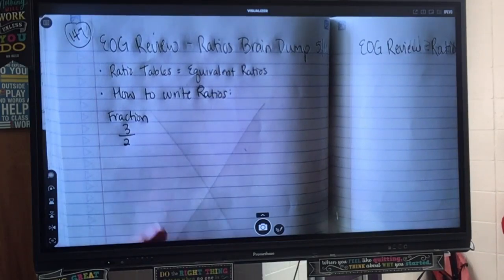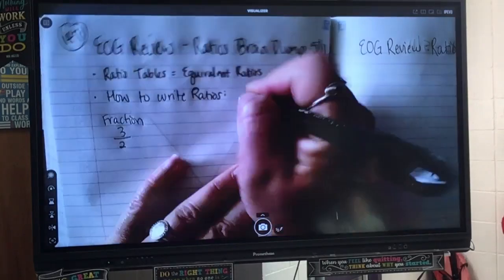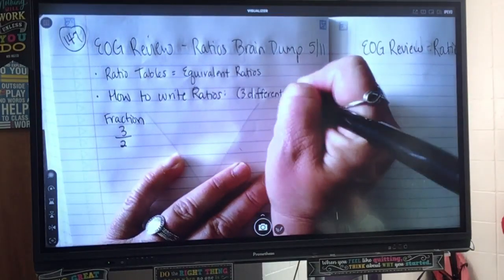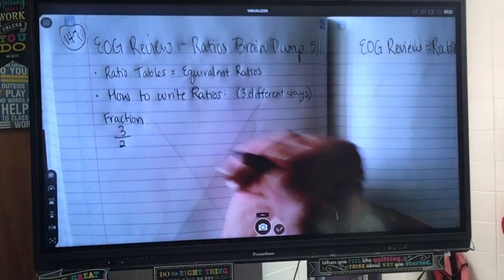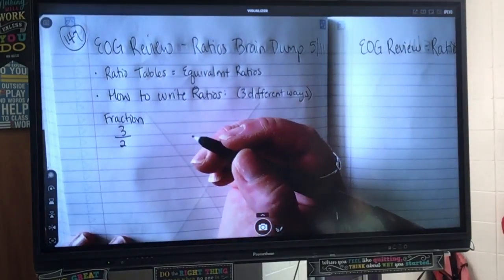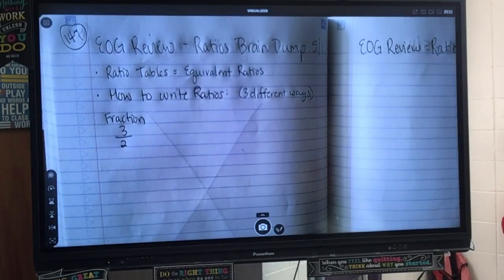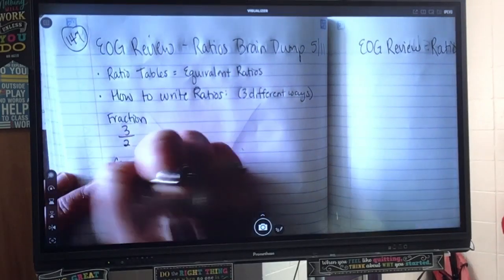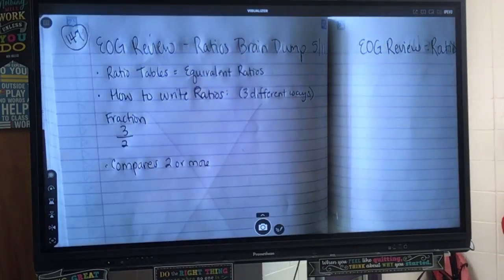Cristiano. There are 3 different ways to write ratios. Okay. All right. What else? Closed and open number lines. Those are inequalities. A ratio is a comparison between two or more numbers. Numbers or quantities?